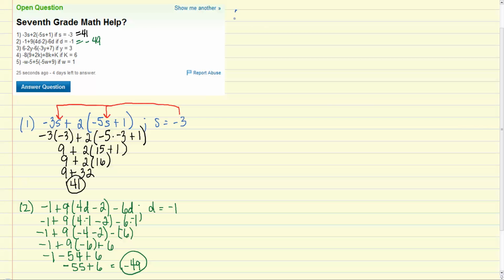For number 3, we have 6 minus 2y minus 6 times the quantity negative 3y plus 7, where y is equal to 3. Substitute in y equals 3 for all instances of y: 6 minus 2 times 3 minus 6 times the quantity negative 3 times 3 plus 7.